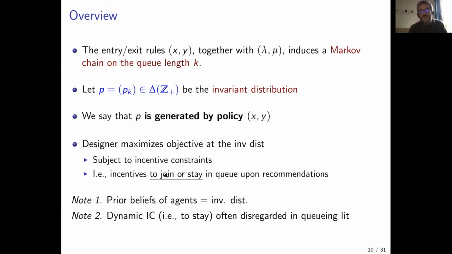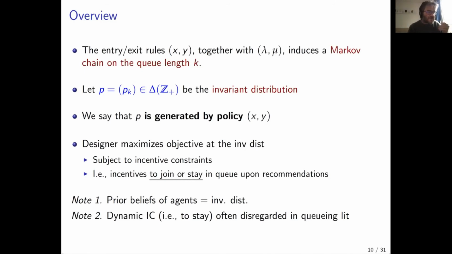And here, incentives are going to be so that whenever an agent is recommended to join the queue, when he arrives, then we want the agent indeed to have incentives to join the queue. And whenever an agent is recommended to stay in the queue, so he's not removed from the queue, then we want the agent to have incentives to stay in the queue. Okay, so these are the incentive constraints we will impose. They are one-sided. Very briefly, let me comment on this.